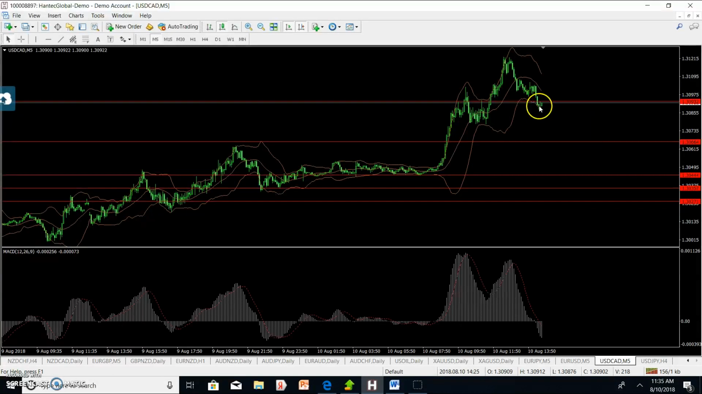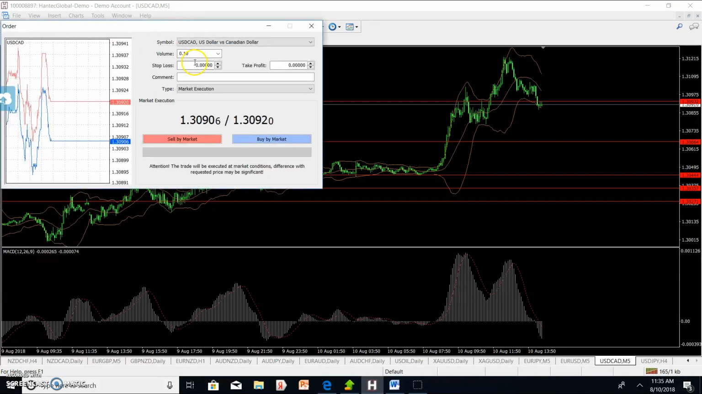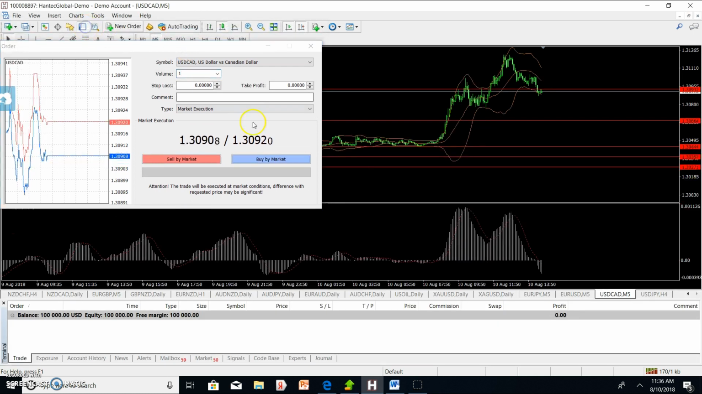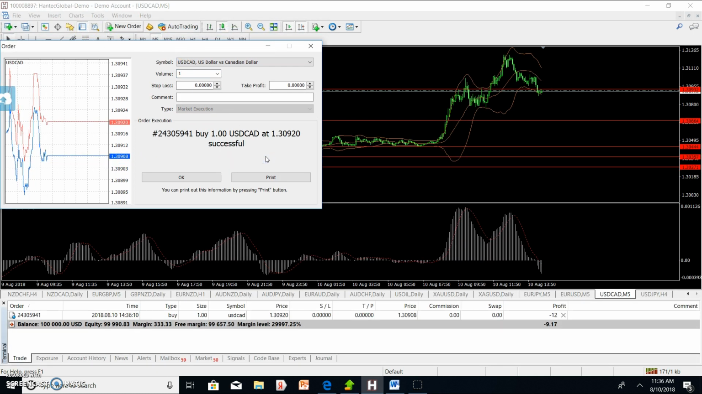You want to see price touch this Bollinger Band, make good contact with it around the region of a resistance and support. So right now I'm going to take a trade here because this has obeyed my strategy. You don't wait for a candle to close. Once price has touched this, you just go in. So I'll use a standard lot here, standard lot, and it's a buy.